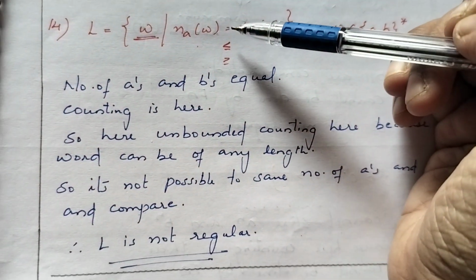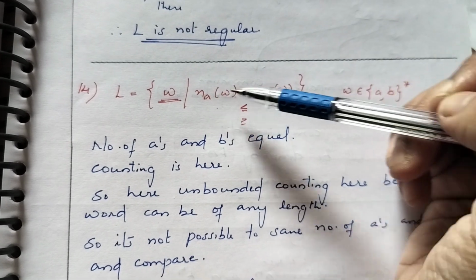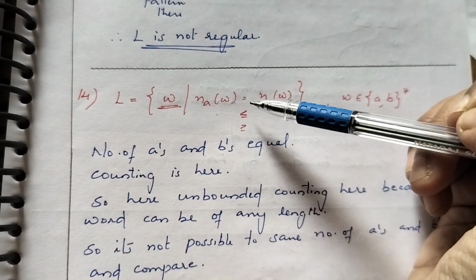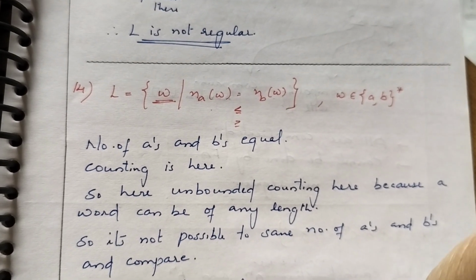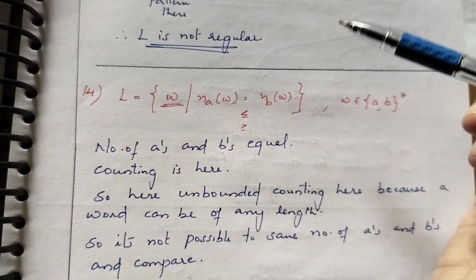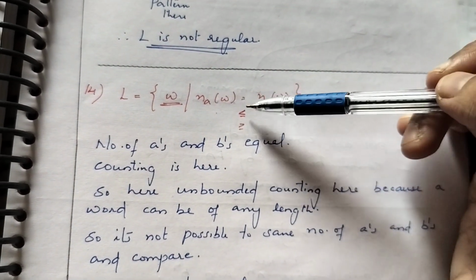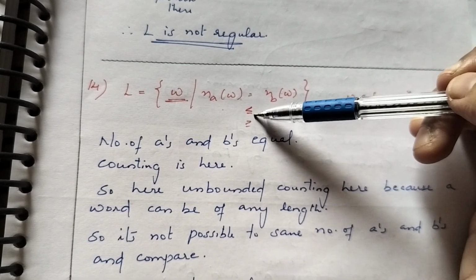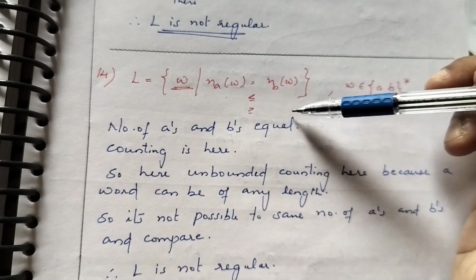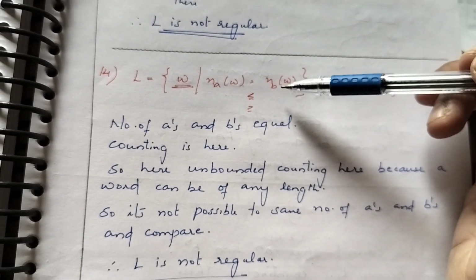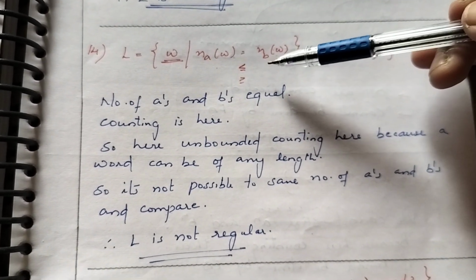Here see, string is W, with equal number of A's and equal number of B's. If there is any comparison, then definitely finite automata can't perform that. So this is not a regular language. Here the number of A's and B's should be equal. If a less than or equal to condition is also there, that is also not possible. We can't compare the number of A's and B's; this counting is not possible for finite automata. So definitely this particular language is not a regular language.